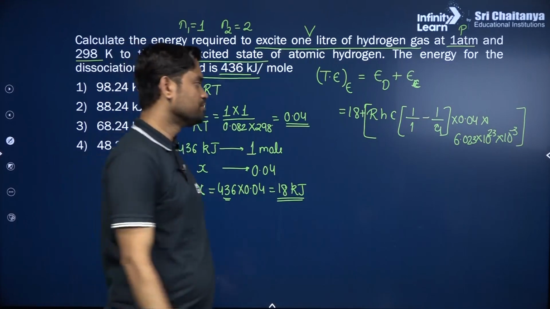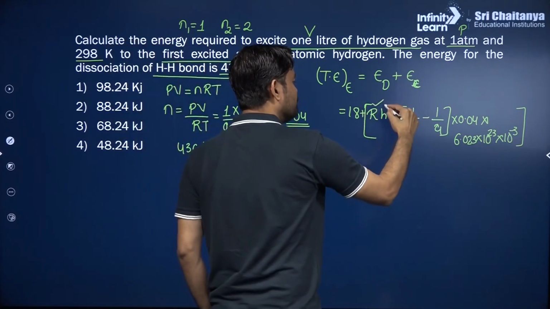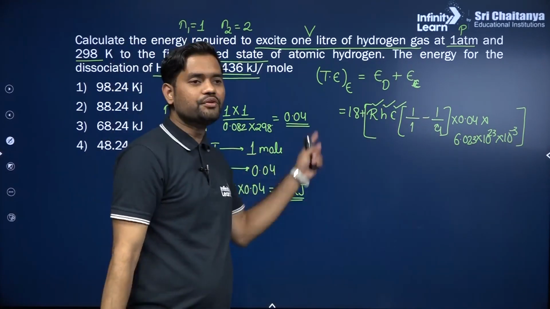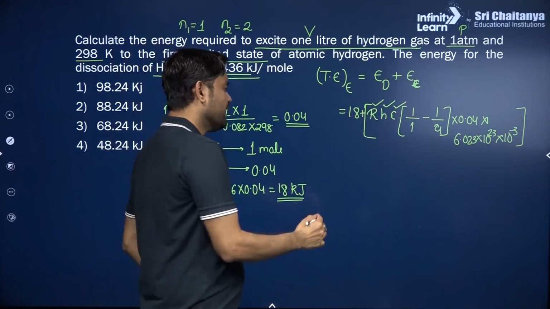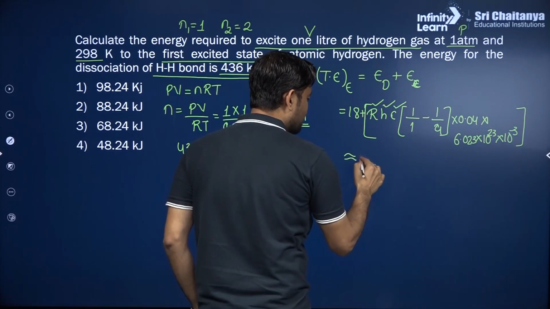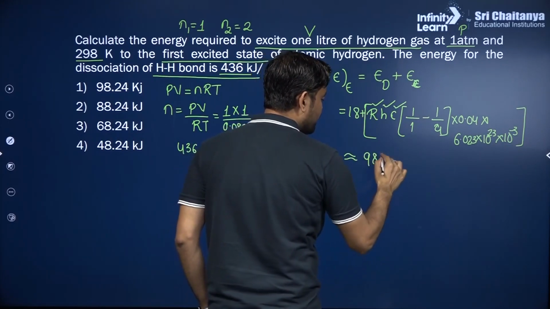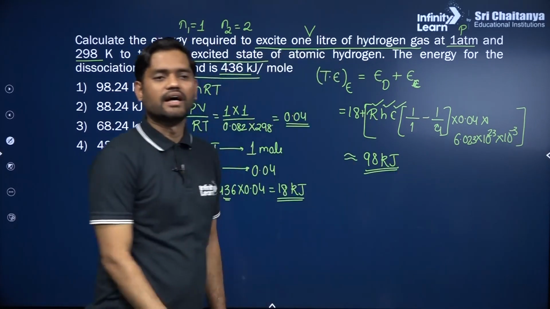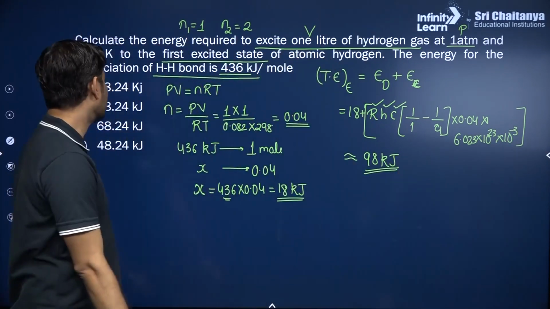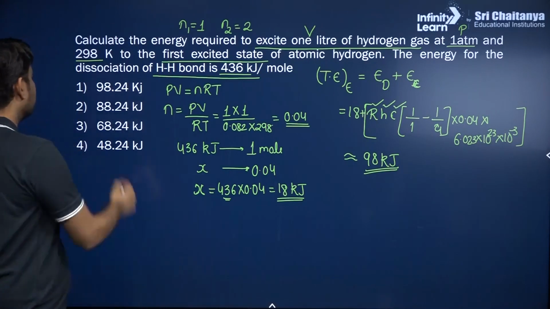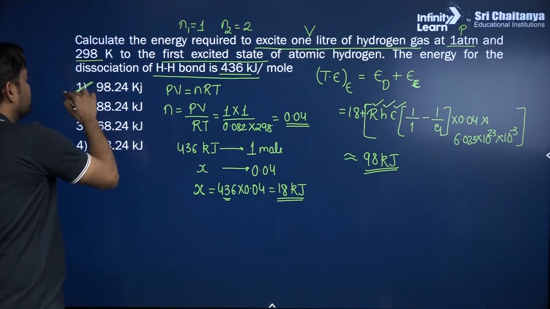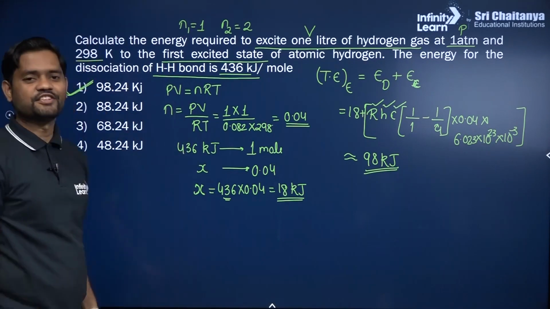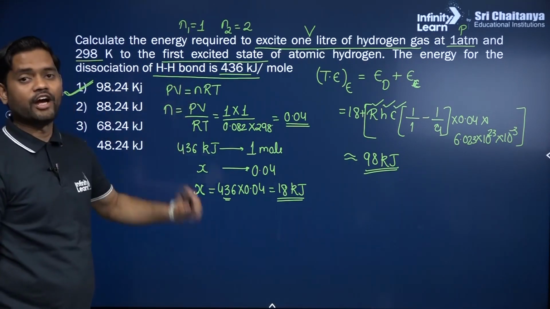Clear? Sure. You know the value of R, you know the value of H, you know the value of C. After substituting all these values, the answer will come to approximately 98 kilojoule per mole, and over here the best answer that we can select is option 1. Clear guys? Sure. So this is the first question that you might have encountered.